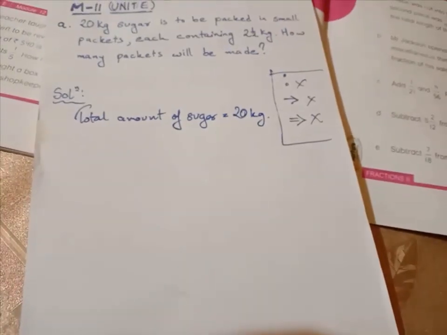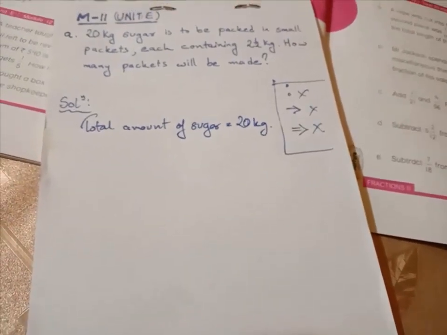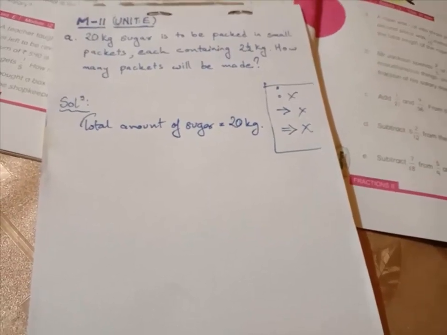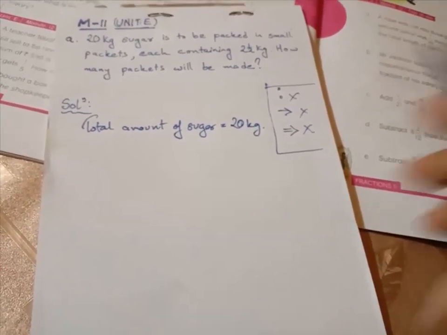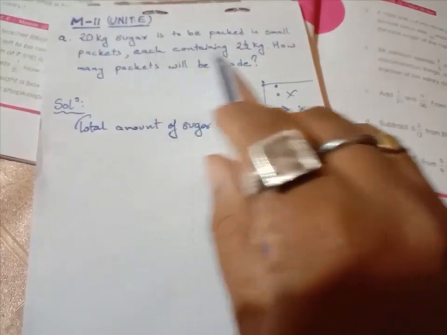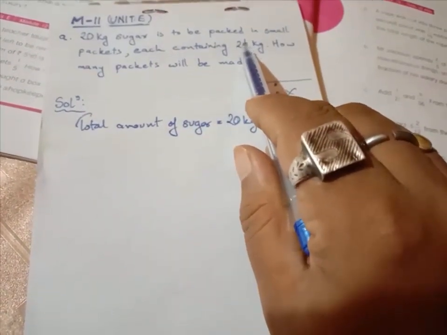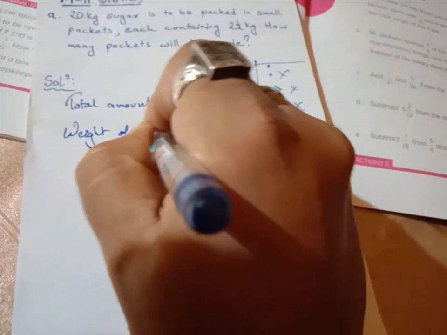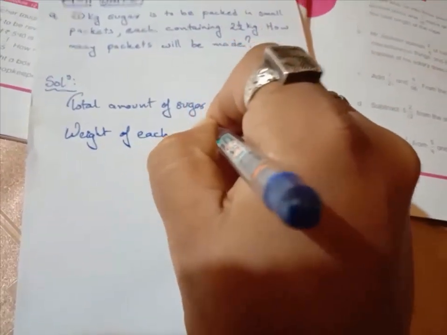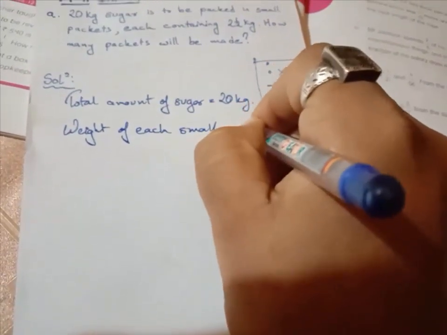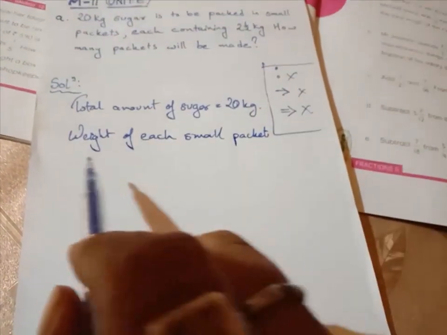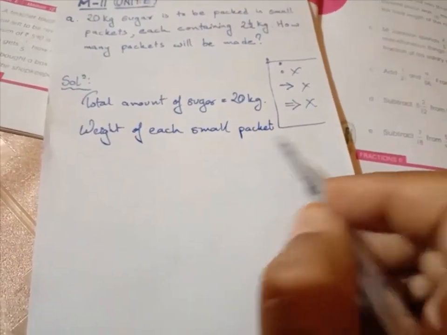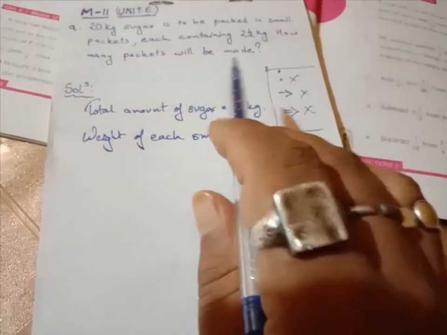So total amount of sugar equal to 20 kg, that is given to us. Then what is the next set of data that we are given? That each small packet weighs 2.5 kg. So now weight of each small packet equal to 2.5 kg.